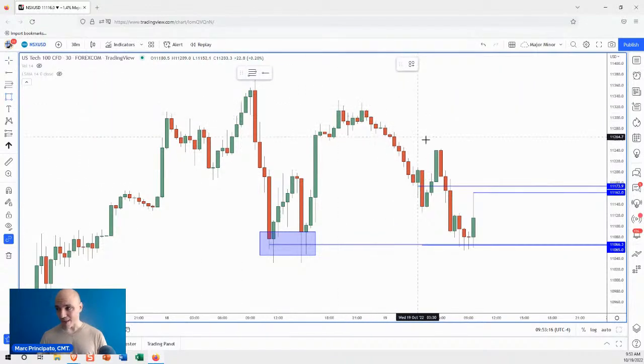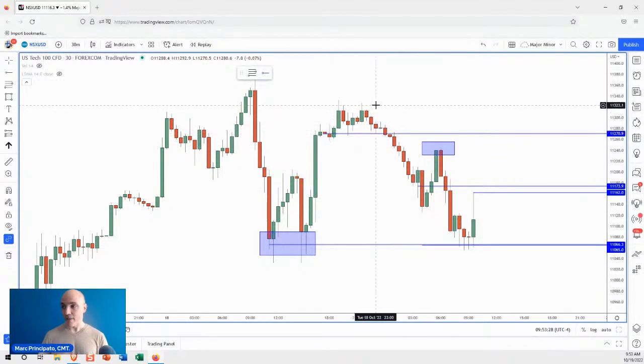You want to round that to whole numbers. Then you have this area up in here, right? Clearly, there was some selling here. Let me just draw a little rectangle there. Clearly, there's something going on there. Look at that dramatic sell-off. So these are your levels intraday.